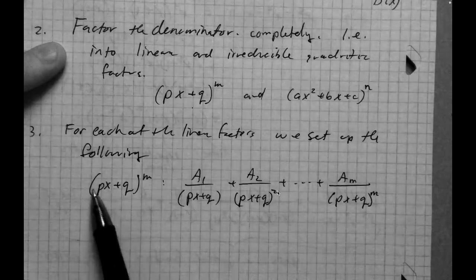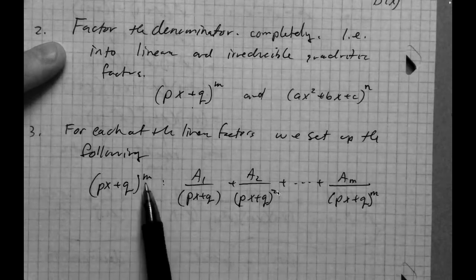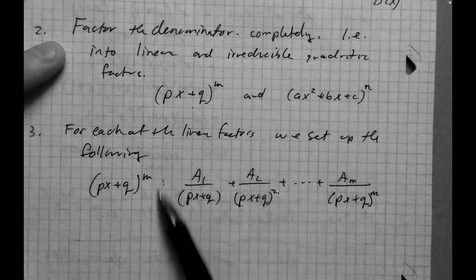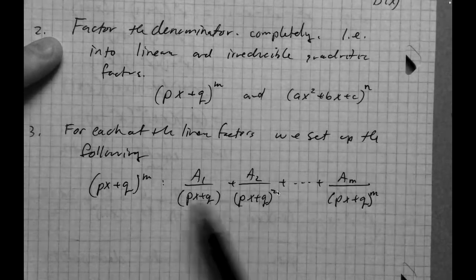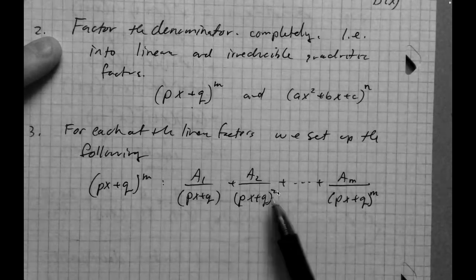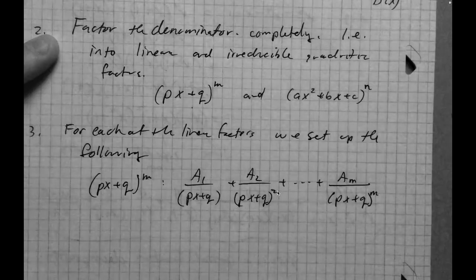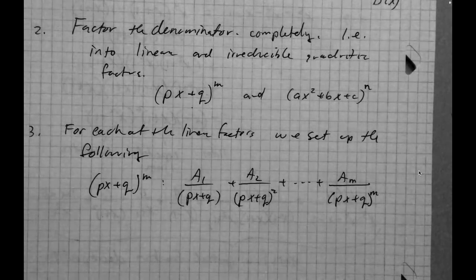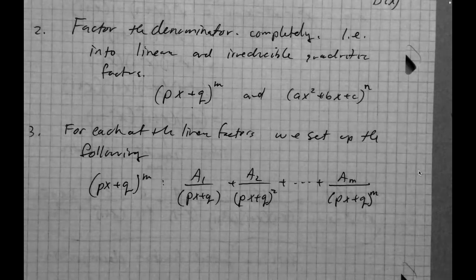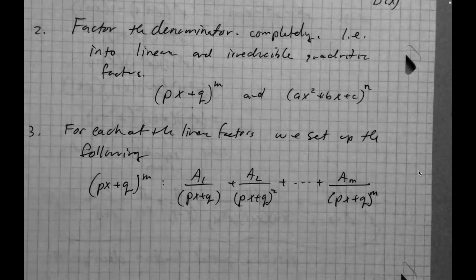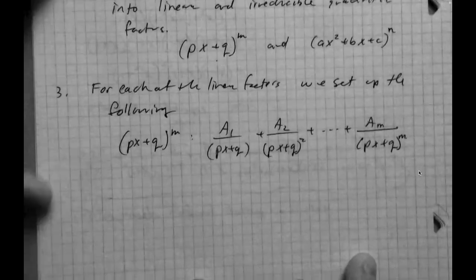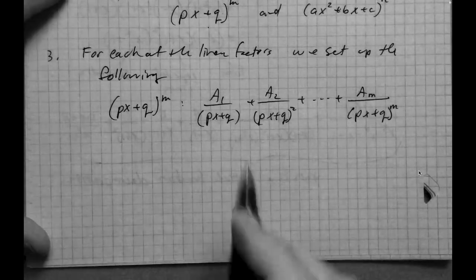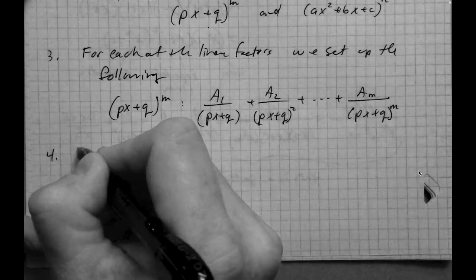So if this is px plus q to the second power, then just these two will suffice. If there's 3 of them, then I'll need the third. I need the first power, the second power, and the third power. And that's just the structure of how these things work out. Okay, all right, and something similar is true for the quadratic factors.